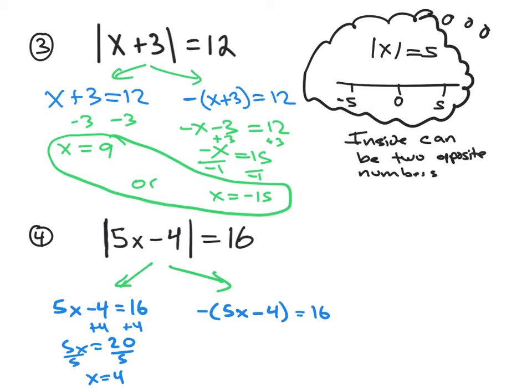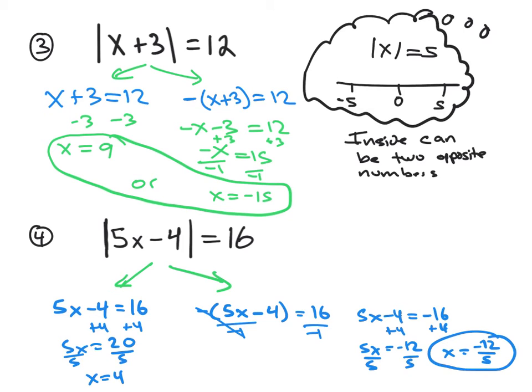Okay, I'll show you a little trick on number 4 here with this one. I could distribute the negative. You can also divide by negative 1 right away, and that's going to cancel that negative out, and so I get 5x minus 4 equals negative 16, and then I add 4, so I get 5x equals negative 12. Divide by 5, and we get x equals negative 12 over 5. So there's one answer, there's my other answer. Okay, both of them work.